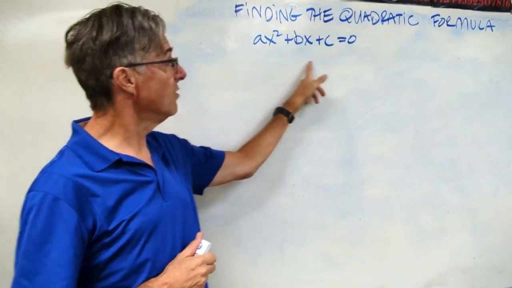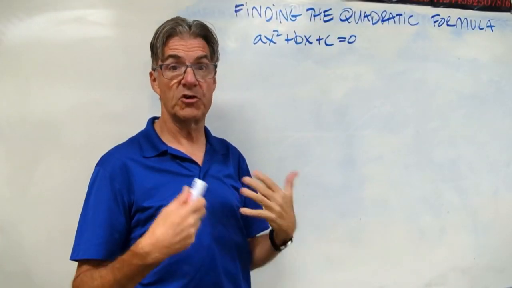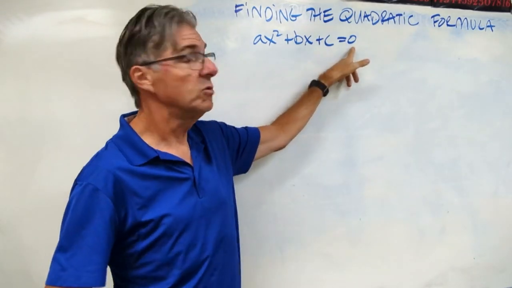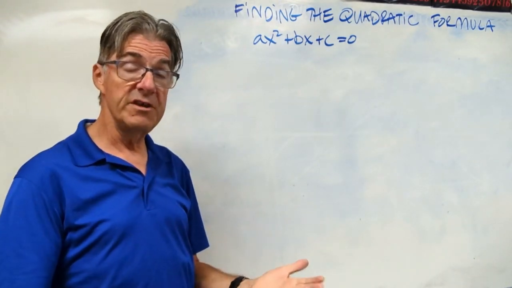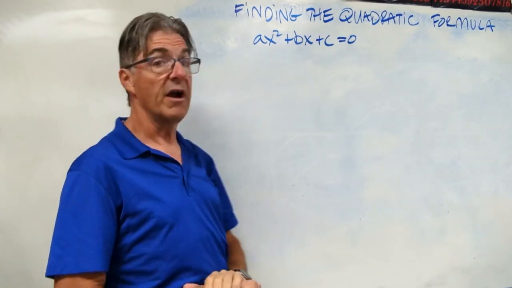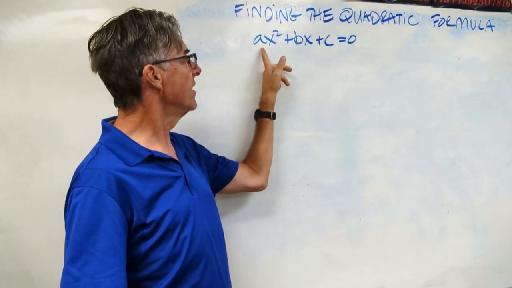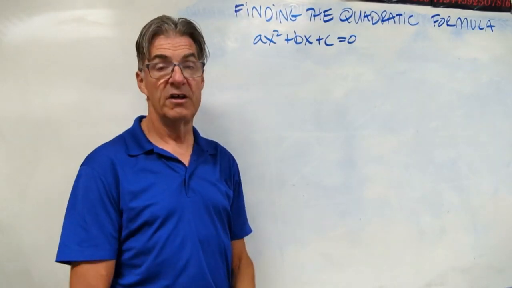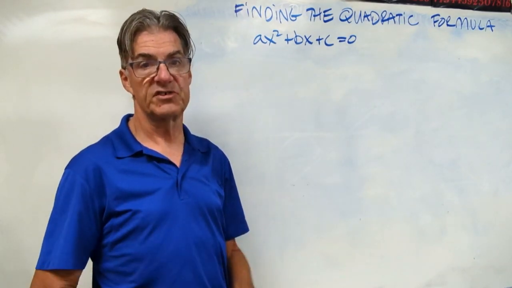Here is our general form, our standard form of a quadratic equation. It's set equal to 0. And up till now, what you've done is you've solved it by factoring or by completing the square on whatever these terms are, whatever the A, B, and C terms are. And you've worked that and you've found the solutions.